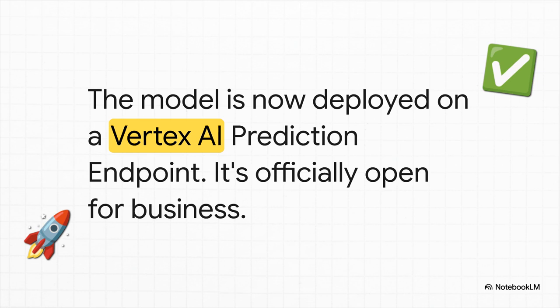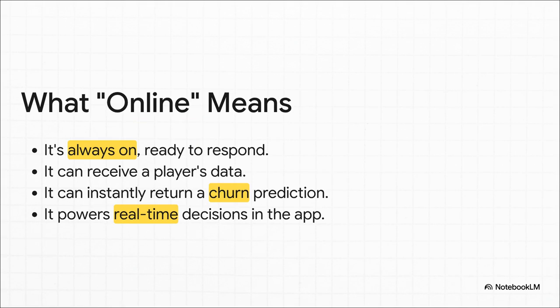I know it sounds super technical, but all it really means is that our creation is officially live and open for business. So, what does that actually mean, to be online? Well, for our model, it means it's on 24/7, just waiting for a question. A game app can send it the latest info for a player, and our model shoots back an answer instantly. Churn or no churn. And that right there, that's what powers those smart, real-time decisions in the game.